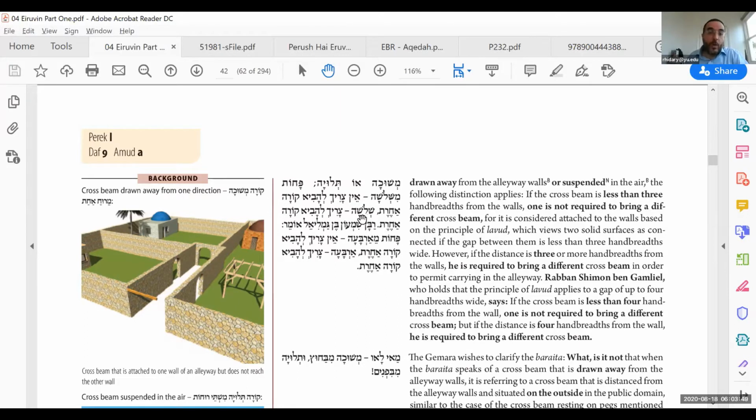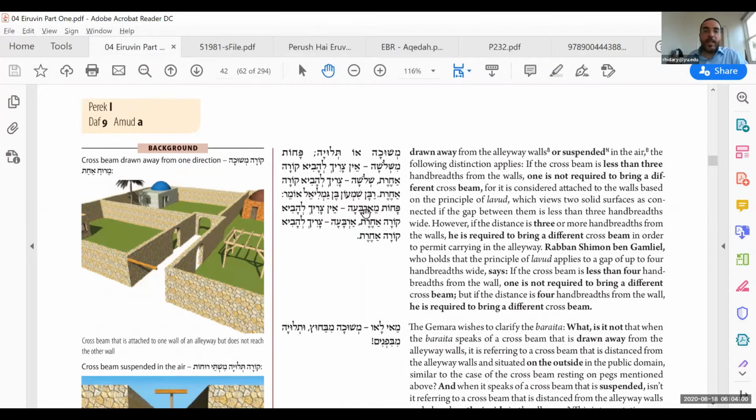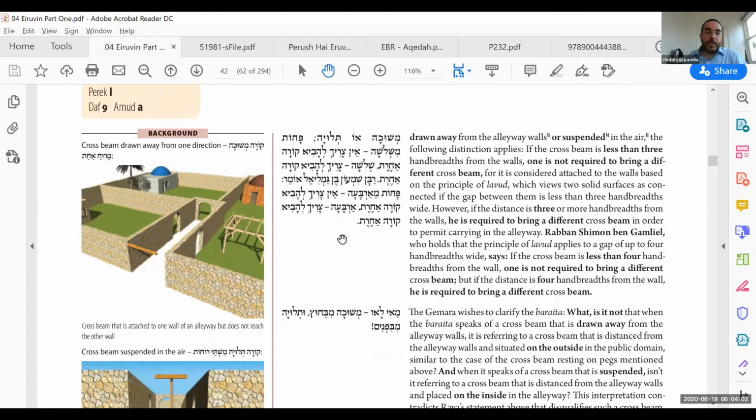If it's 3 or more, tzarich lavi korah acheret. Rabban Shimon ben Gamliel omer, pachot me'arba'a, and tzarich lavi korah acheret. Arba'a, tzarich lavi korah acheret. Rashbag says the principle of lavud works even for 4 tefachim. So in general, that would be more mekel, because now you can fill in more space. All right, but either way, mishucha mibachus utula mibifnim.